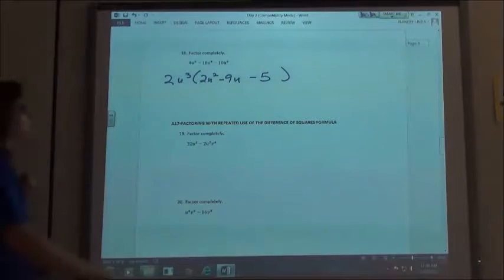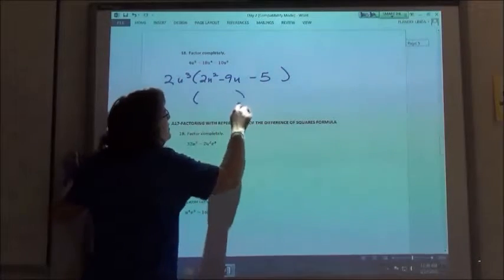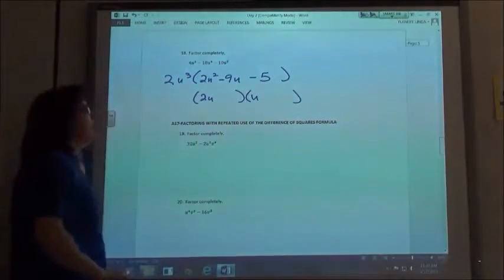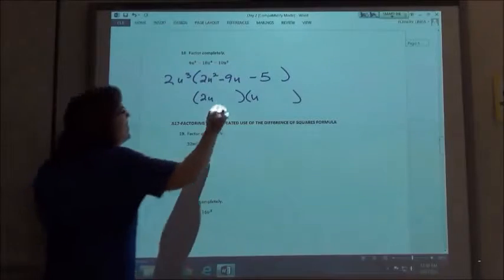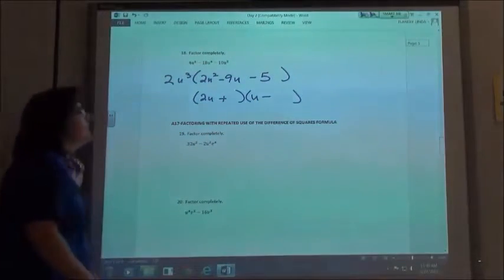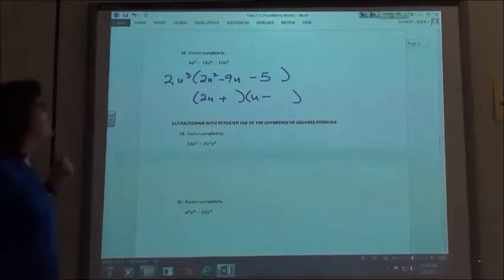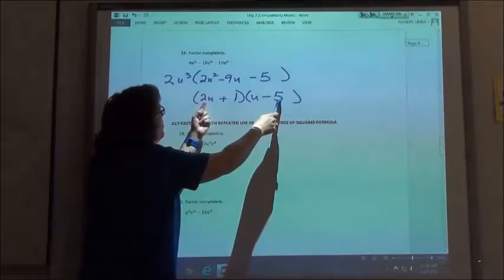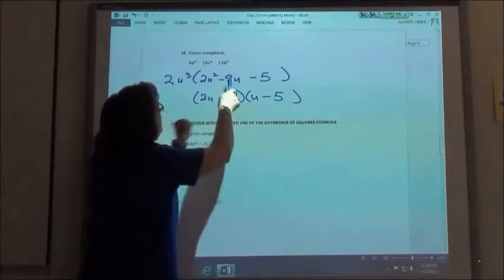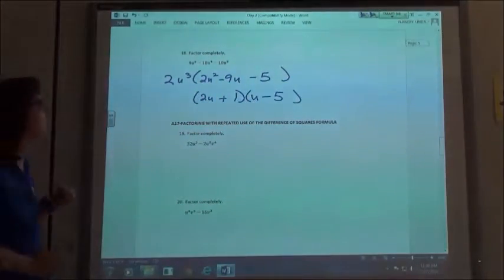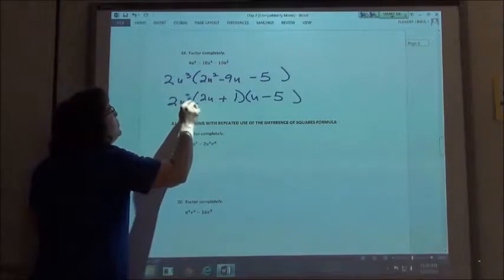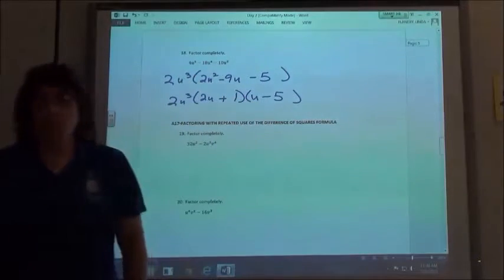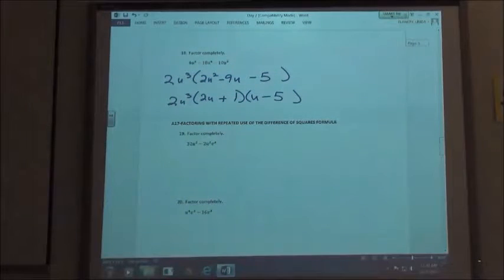Again, we've got to try factoring our quadratic expression. 2u squared, 2u and u. The end is negative, so I know one's a plus and one's a minus. I don't know what order, I'm just going to guess. Factors of 5. 1 and 5 is the only way to factor 5. I want a minus 9. So if I check that out, negative 10u plus 1u, sure enough, is negative 9u. I've got the right factoring. And so 2u to the 3rd times 2u plus 1 times u minus 5 is going to be my answer on that one.